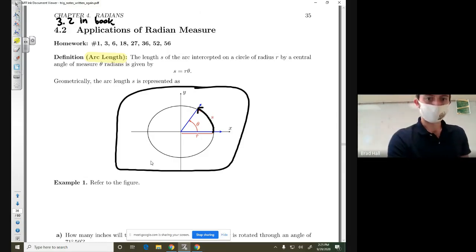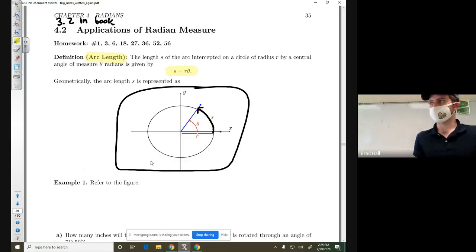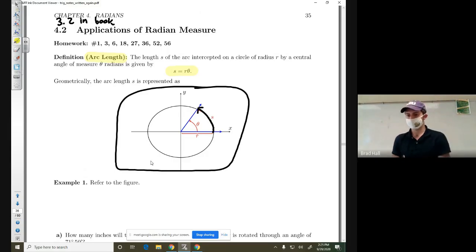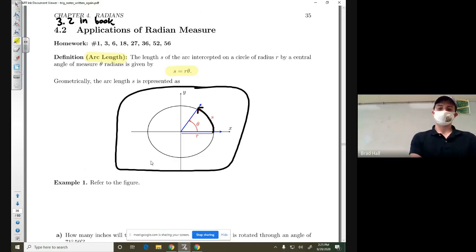The formula in particular is S equals R times theta, where S is the arc length. That's their notation for it. R is the radius, the distance from the origin to the end of your circle. And theta is the angle in radians.